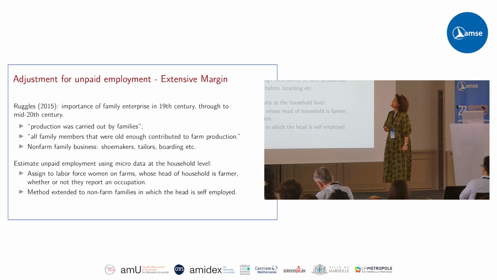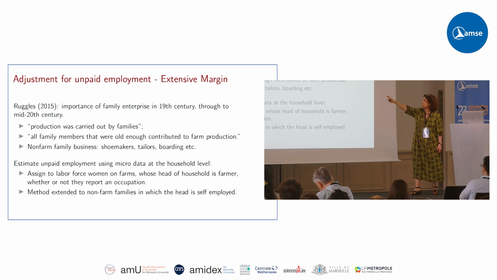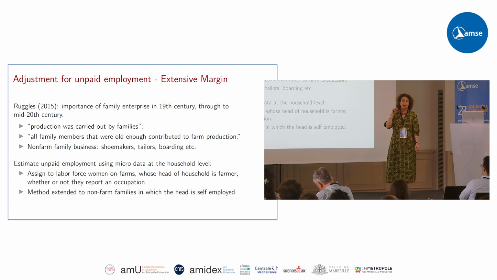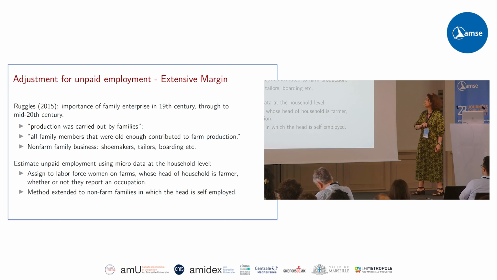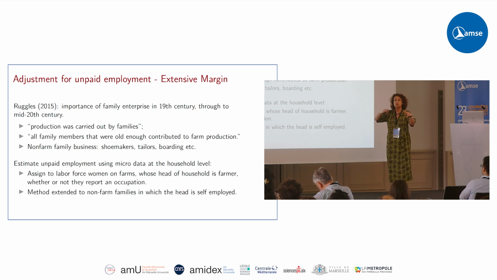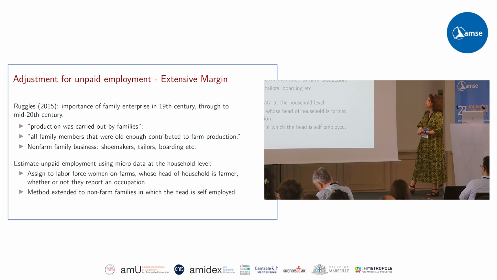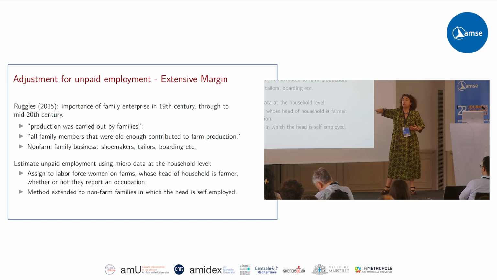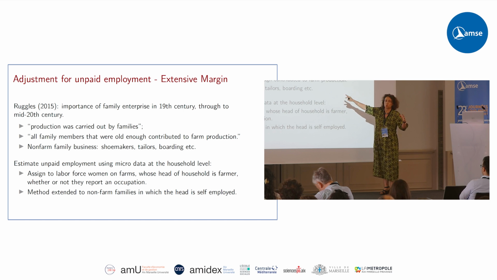The first step that we take is borrowing from a historian and demographer, Ruggles, who highlighted immensely the importance of family farms and also family businesses more in general throughout the 19th century and the mid-20th century. So the idea is that production was largely carried out by families, so there is this idea of family enterprises, and all family members that were old enough to work were contributing to farm production. And this also applied to farm businesses, to non-farm businesses.